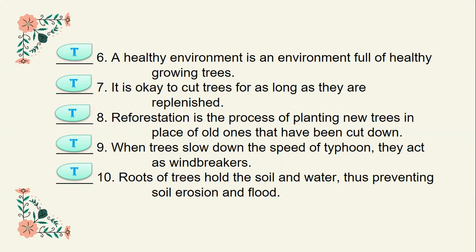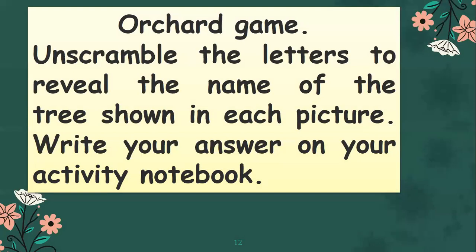Well done. Let's have an orchard game. This time, you are going to unscramble the letters that reveal the name of the tree shown in each picture. Write your answer in your activity notebook. So you are going to number your activity notebook from 1 to 5. You are going to name the trees shown in the picture, but of course, you are going to unscramble the letters to have the correct answer. Let's start with number 1.